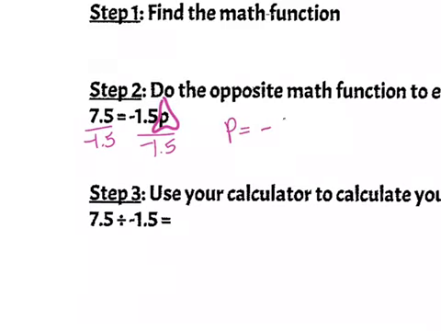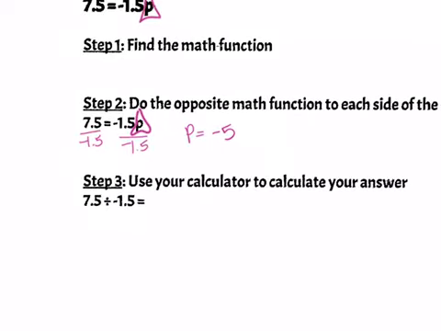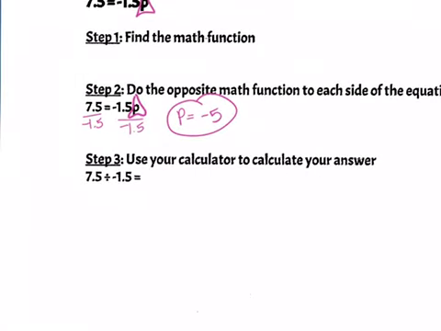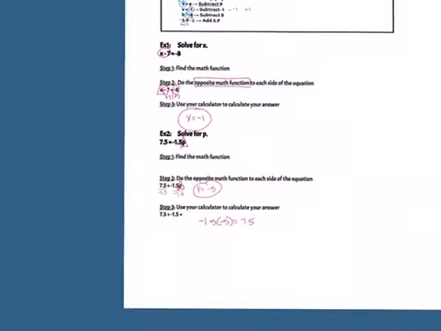And we get -5. And you can always check your answer and plug it back in. -1.5 times -5 should equal 7.5.